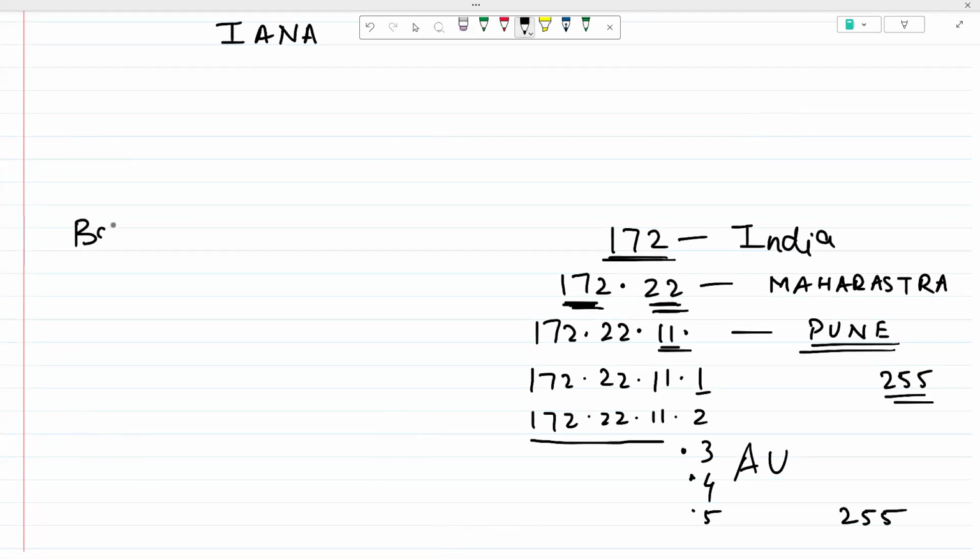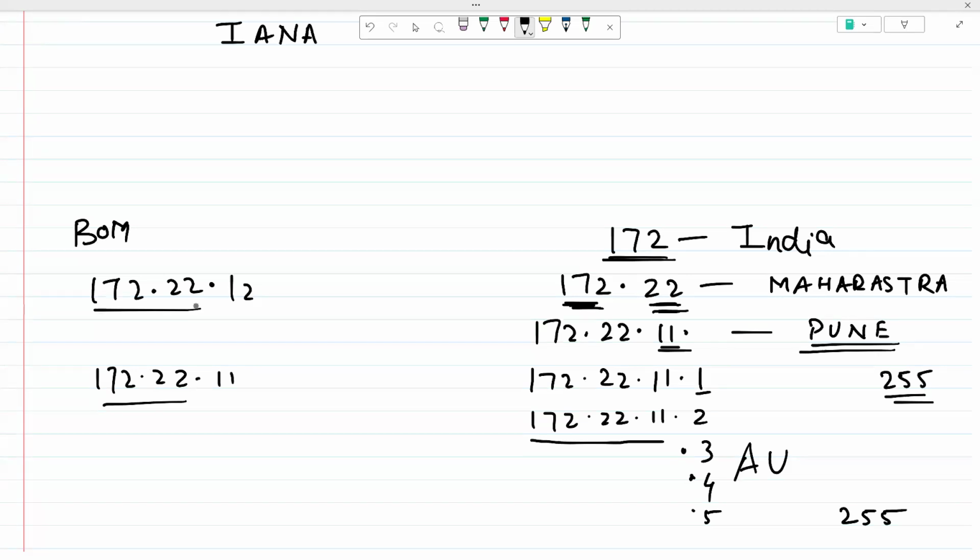For people in Bombay, they have an IP address 172.22.12, instead of 11, right? But for Pune people, it is 172.22.11. So think from the city's perspective. From the city's perspective, their first 2 octets remain the same.